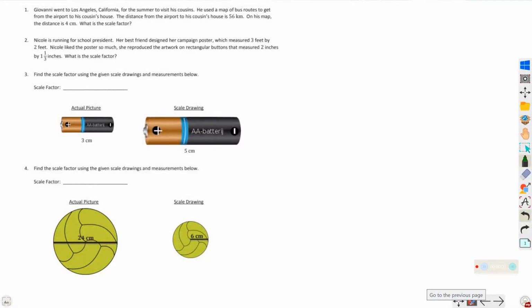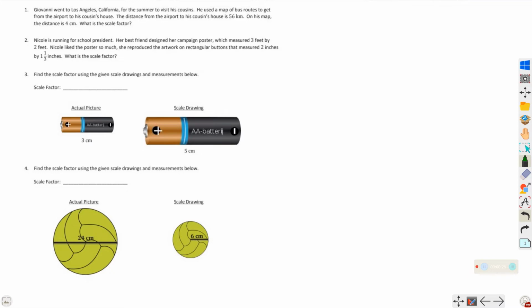Okay, number 2 says Nicole is running for school president. Her best friend designed her campaign poster, which measured 3 feet by 2 feet. Nicole liked the poster so much that she reproduced the artwork on rectangular buttons that measured 2 inches by 1 1/3 inch. What is the scale factor?